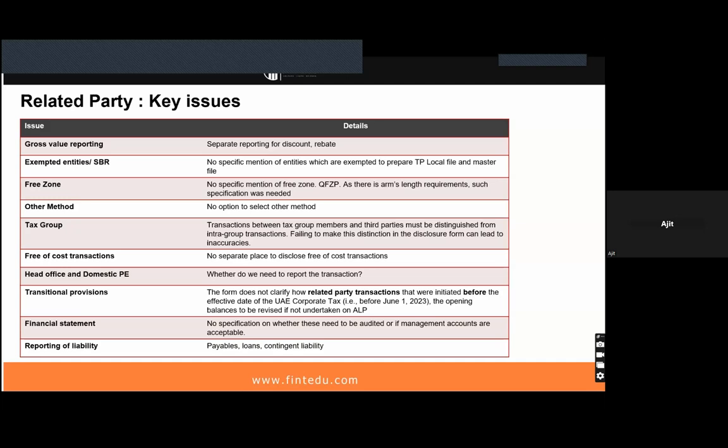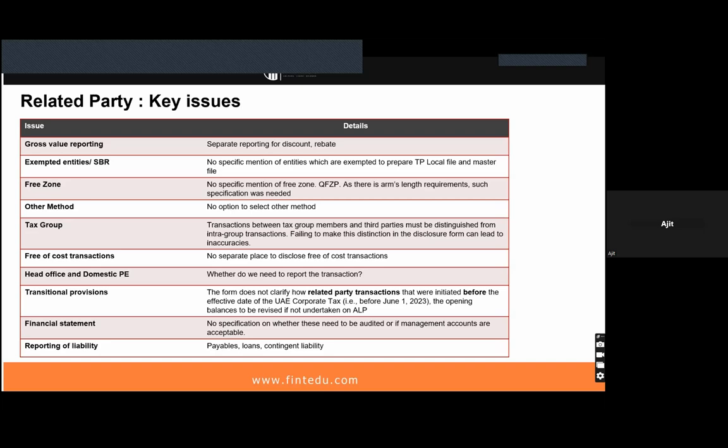One important point, and this is a very interesting point: transactions between the head office and a domestic PE. If there's a transaction between the head office and the domestic permanent establishment, I am talking about this from a mainland and QFZP perspective. One entity in mainland, another entity in QFZP, 0%. Now the question is, do we need to report the transaction? Because we anyway need to do an arm's length analysis, as one is 9% and another is 0%. If there is a transaction, there can be profit shifting.